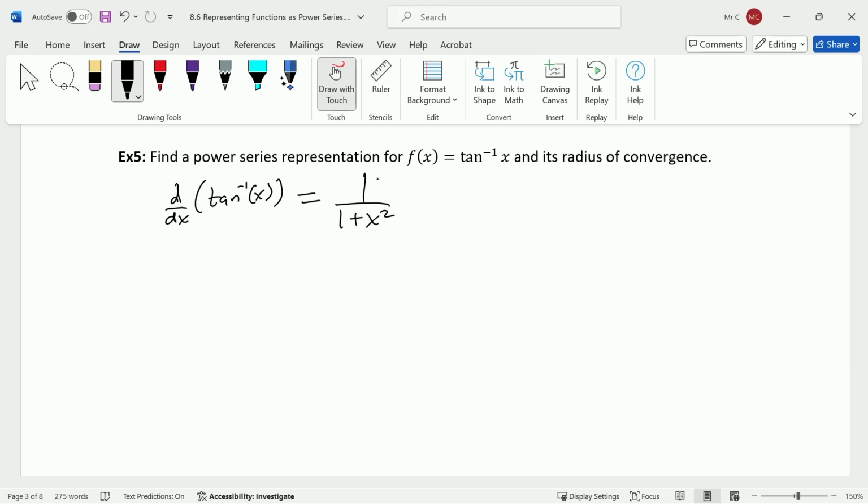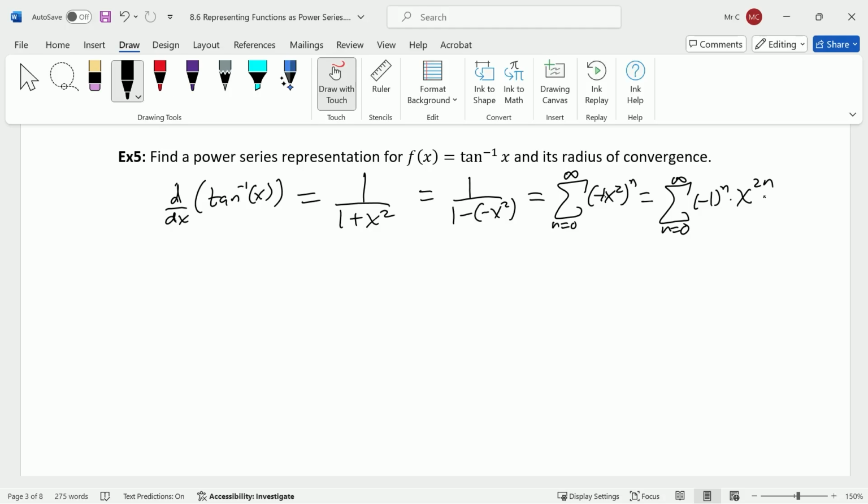And this thing here, 1 over 1 plus x squared, I can rewrite to find a power series. It's got that 1 over 1 minus r form. And so this becomes the sum from n equals 0 to infinity of negative x squared to the nth power. I can rewrite this as, remember, negative 1 times x squared: negative 1 to the nth times x squared to the nth, which is x to the 2n. So I've got the derivative of tangent inverse of x as this power series.